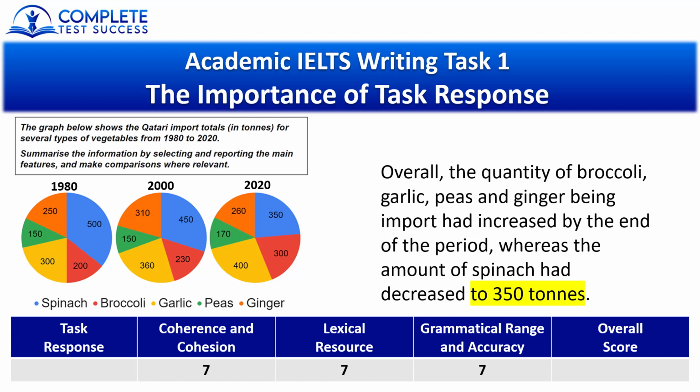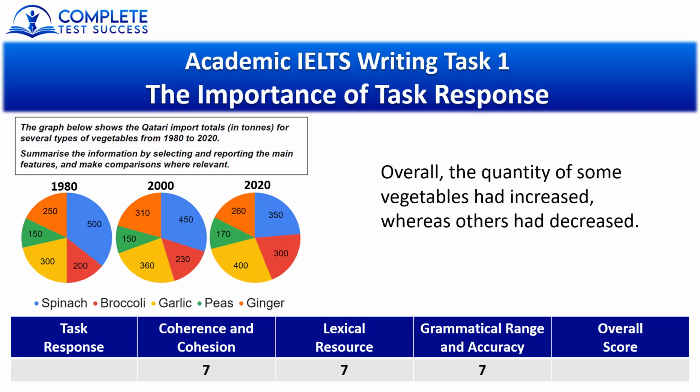And because we've made this mistake, automatically our task response score will go down to 6. And then our overall score, because the average is rounded down, will be 6.5 for our task 1 answer. So there you can see how important task response is for our overall score and how a small mistake can have a big impact on our score.